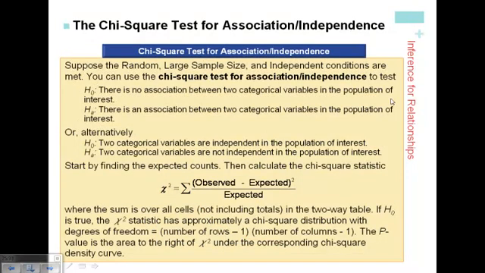Anything new here? No, the only thing new here is, again, the variations on our H0 and HA claim. If we're going to use independence, they are independent for H0, they're not independent for HA. If we're going to use association, there is no association for H0, there is an association for HA. And then the rest of it is all the same. And continue on.